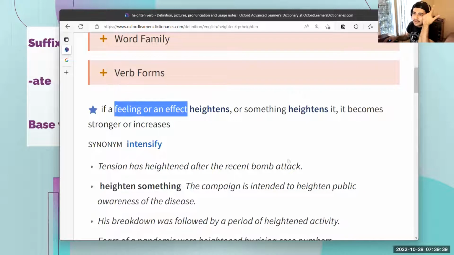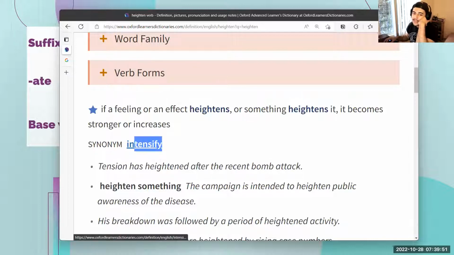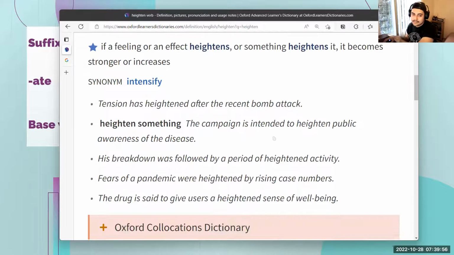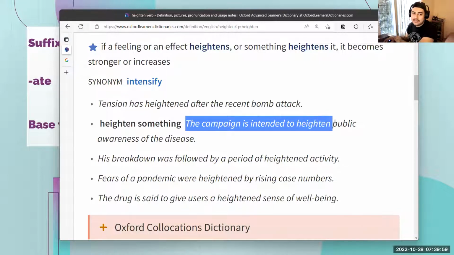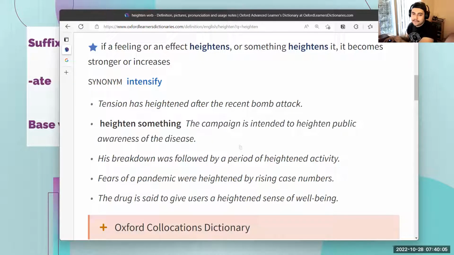Okay. So it says here, tension has heightened after the recent bomb attack. Tension is a feeling. Tension has intensified after the recent bomb attack. The campaign is intended to heighten public awareness of the disease. See? Yesterday, I put the example of the antenna, but I think it's not that common. As you can see, it's more common to speak about a feeling, to speak about something that happens inside you.